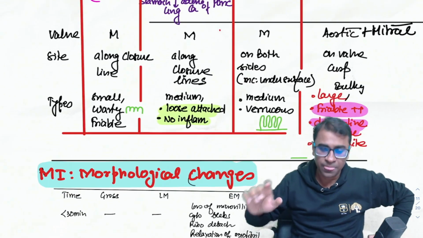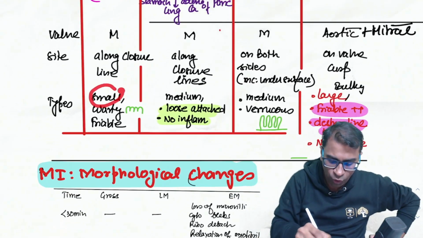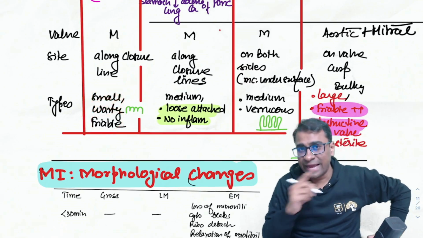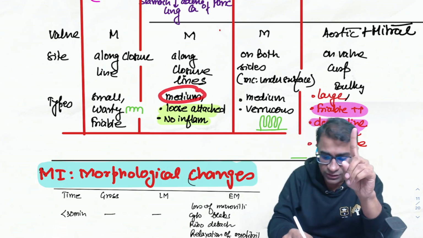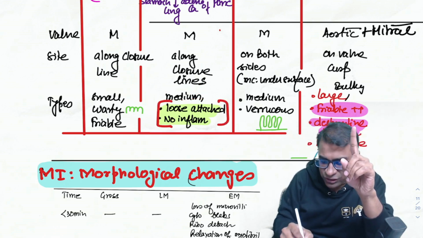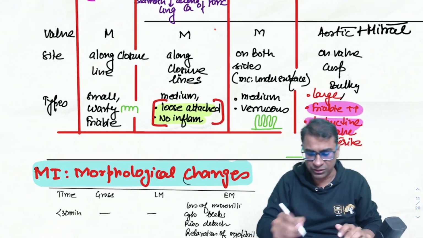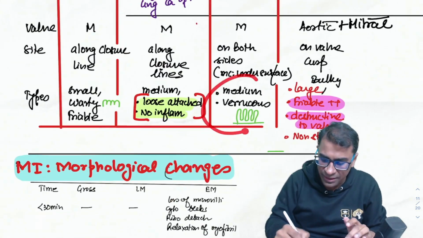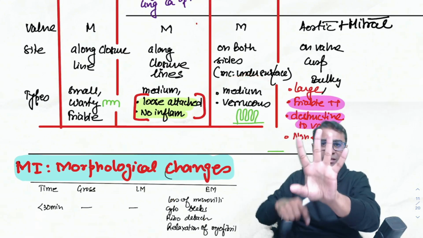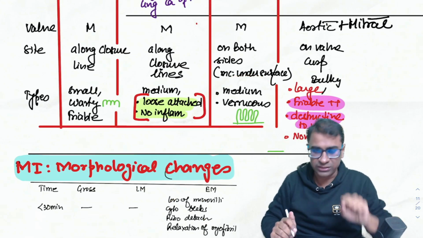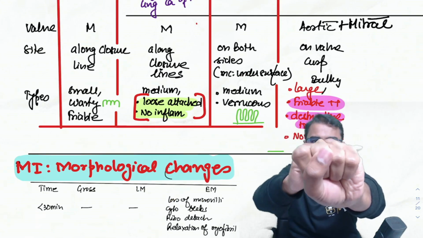Now the types. The first one is small, warty, and friable. The second one is medium. But an important question that is asked is Libman-Sacks, and it shows no inflammation. Libman-Sacks is medium and verrucous, like a finger. Like this finger, verrucous. This is warty, you see this is a wart, and this is verrucous.